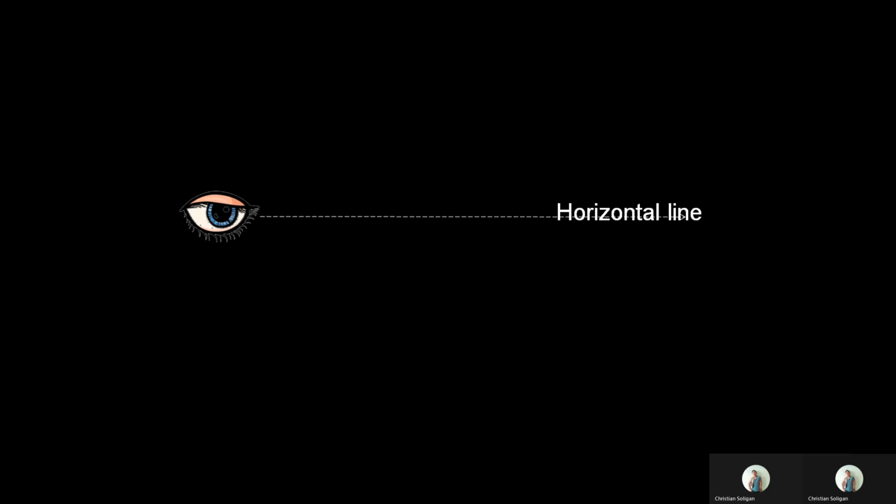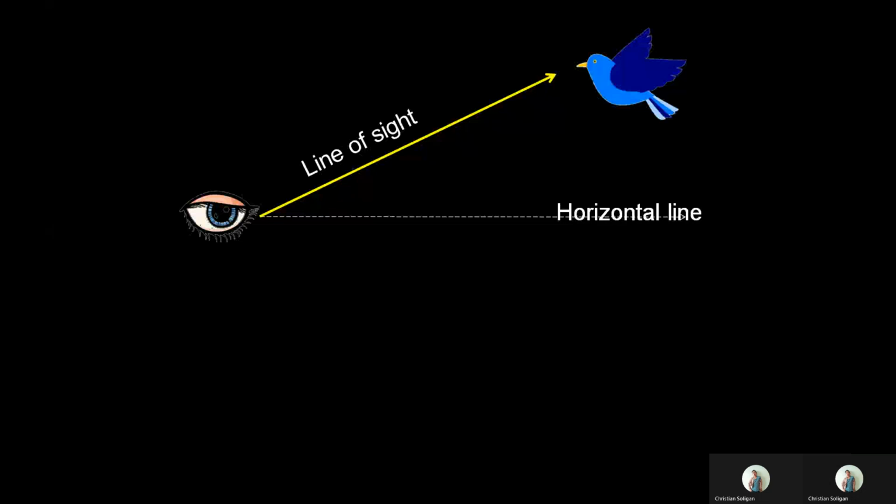Suppose there is an object above the observer's eye, and when the observer looks at that object, there is again another imaginary line. And that imaginary line is called the line of sight. Notice that there is an angle formed between the line of sight above the observer's eye and the horizontal line. So that angle is called the angle of elevation.